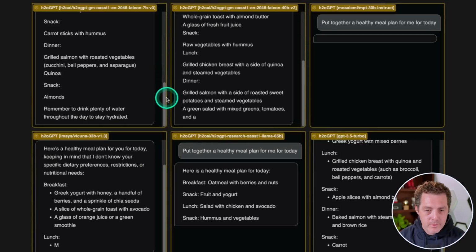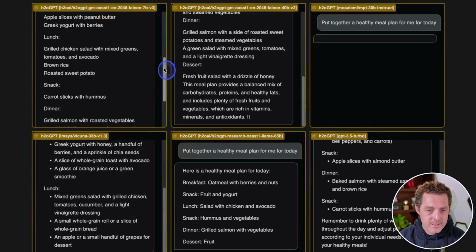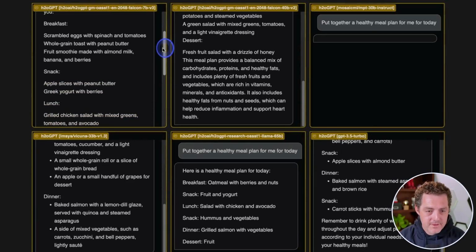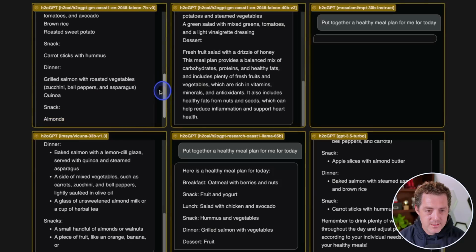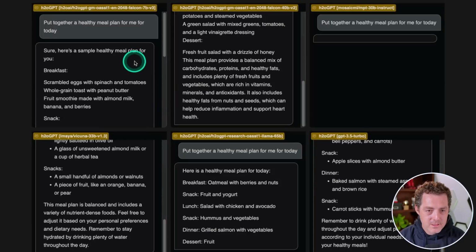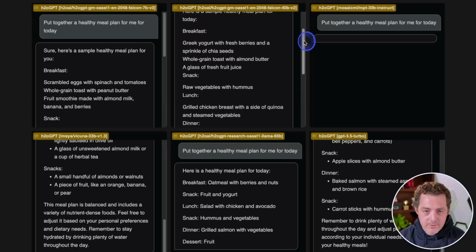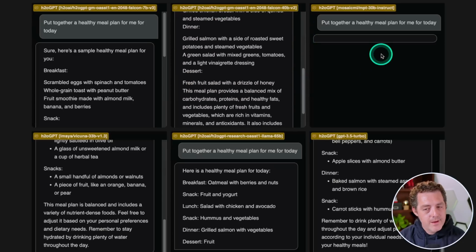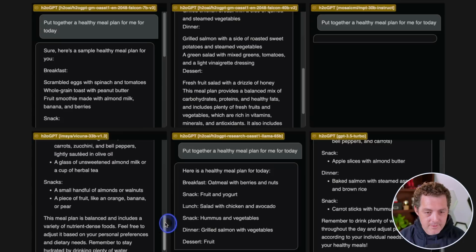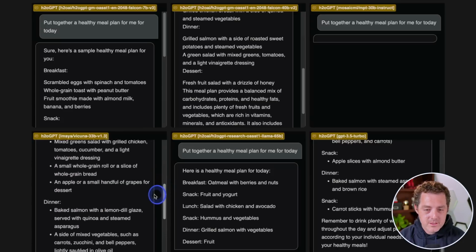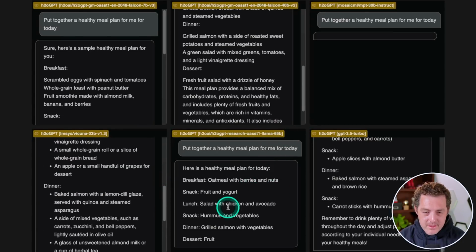All right, the blazing fast Falcon 7B is done. Let's take a look. Breakfast, snack, lunch, dinner. Yep, this all looks good. That's a pass. Let's look at Falcon 40B. Yep, that's a pass. MPT 30B Instruct did not output anything, so that's a failure. Vicuna 33B, that all looks good. LLaMA 65B, yep, that looks good. And of course, GPT 3.5, that looks good. So the only one that failed is MPT 30B for not giving a response.